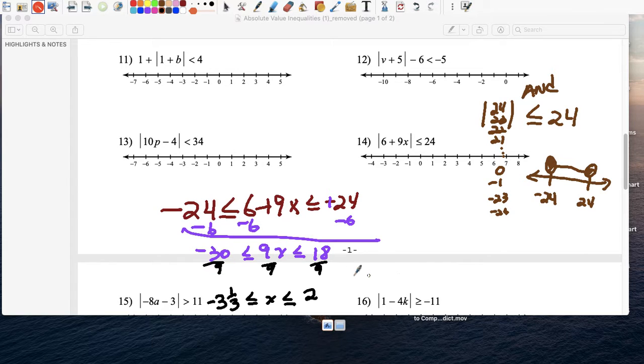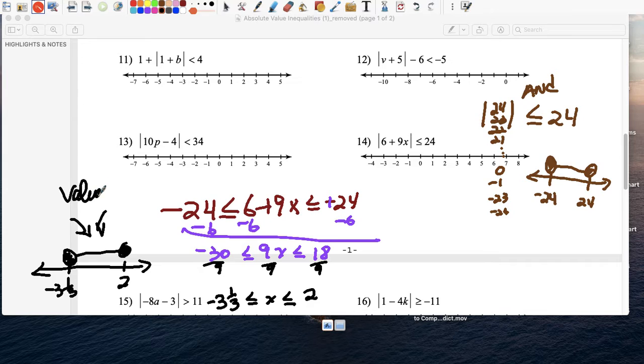Okay, so let me graph that, and you make sure you graph that too. They give you a number line. So I'm going to pick any number from negative 3 and 1/3 all the way to 2, including 2 and negative 3 and 1/3, because there's an equal sign. So these are all the values of x that I can use. Any value here, I can plug in, multiply by 9, and add 6, and it's going to give me a number less or equal to 24.